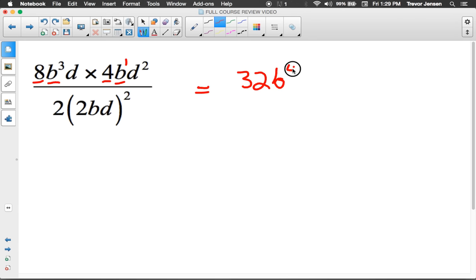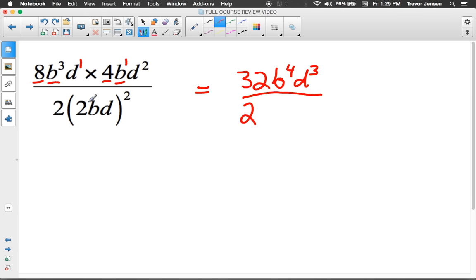Keep the base, add the exponents. Remember, product rule, when multiplying powers of the same base, you add the exponents. And now I have a d to the 1 times a d to the 2. That's d to the 3. If we look in the denominator, let's just leave this 2 out front for now.